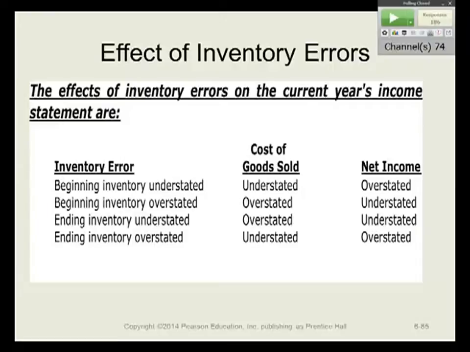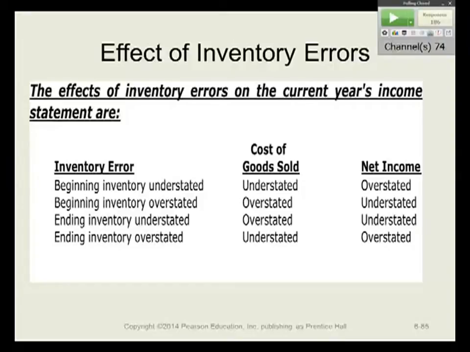correct information. The correct information says that you start the year with 100 units, or $100 rather. You buy $300 worth of inventory. Goods available for sale are 400. Ending inventory is 250, and your cost of goods sold is 150. That's the correct number. Now, the most important part of this right now for you is to see that the ending inventory of one year becomes the beginning inventory of the next.